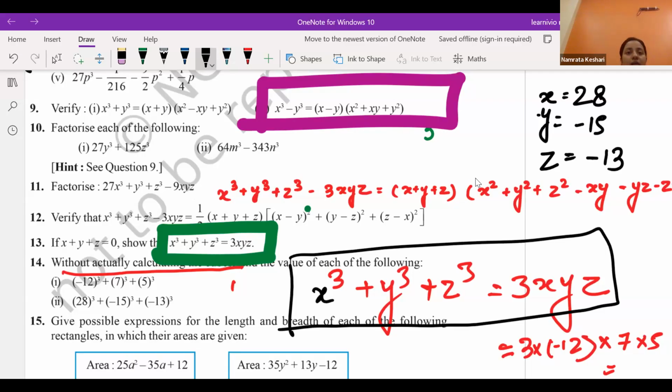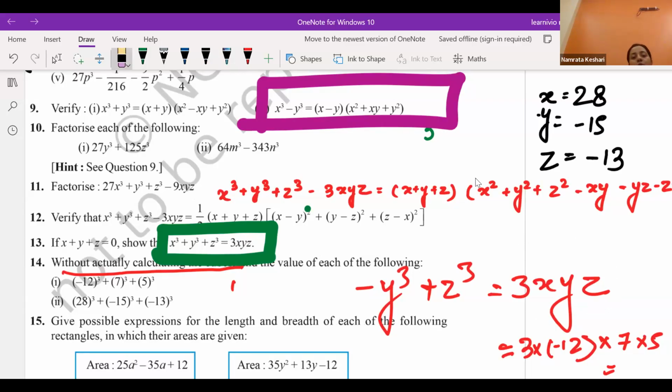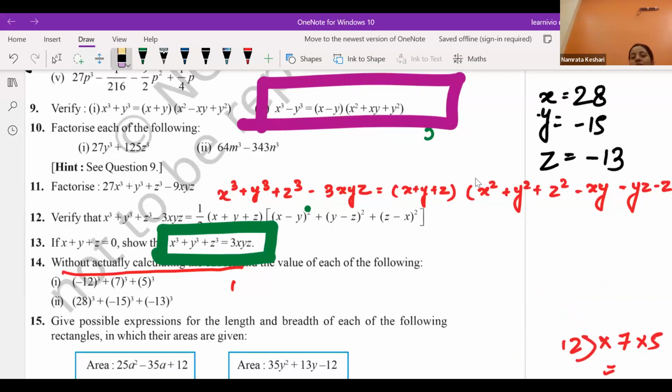Is it crystal clear? Yes, ma'am. Calculation you will be able to do by yourself at your home. Okay, I am leaving it. Any doubt? Anyone having any doubt? Khadija, are you getting it? Yes, ma'am.